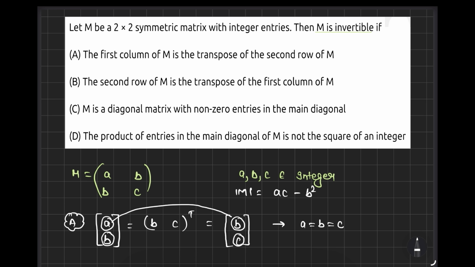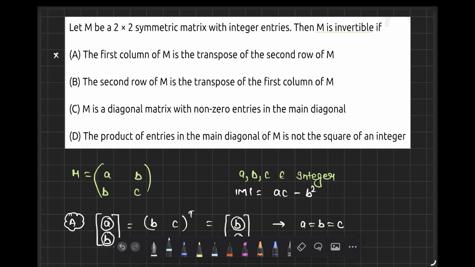You guys can compare, na. So A is equal to B and B is equal to C. So this means what? A equals B equals C. And if this is true, then I can say that A into C will become A square, minus B is also A, so minus A square. So it will become 0, na. This means option number 1 is false because in this case it is not invertible. So this option is wrong. Okay.